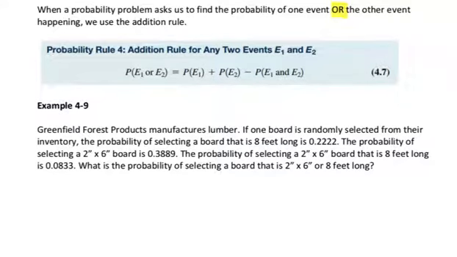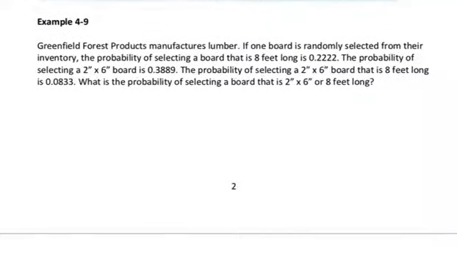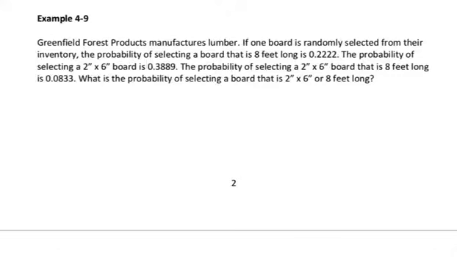So let's look at example 4.9. Greenfield Forest Products manufactures lumber. They're selecting one board at random from their inventory. The probability of selecting a board that is 8 feet long is 0.2222. The probability of selecting a 2x6 board is 0.3889. And the probability of selecting a 2x6 board that is 8 feet long is 0.0833. What is the probability of selecting a board that is 2x6 or 8 feet long? So we see that keyword "or" in our question.